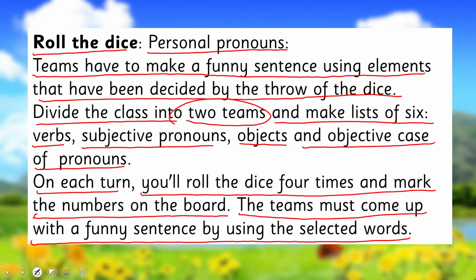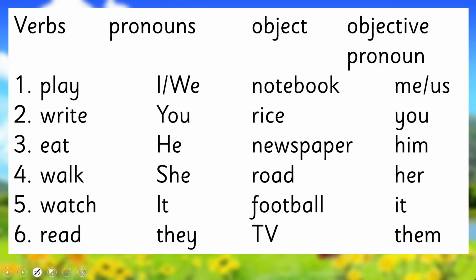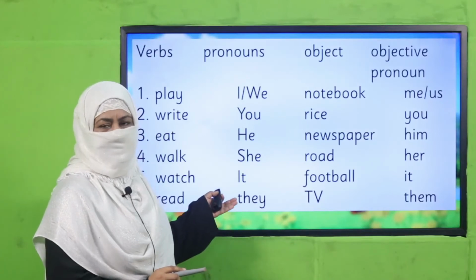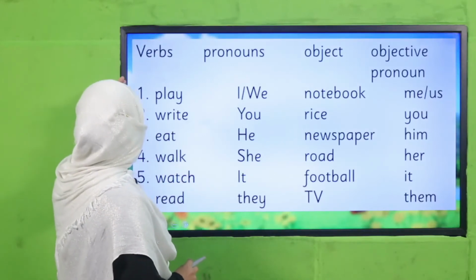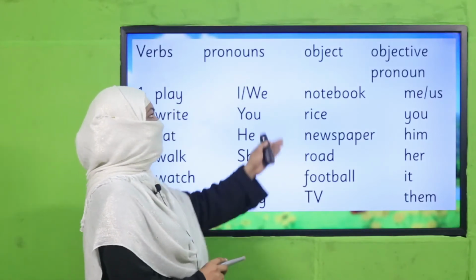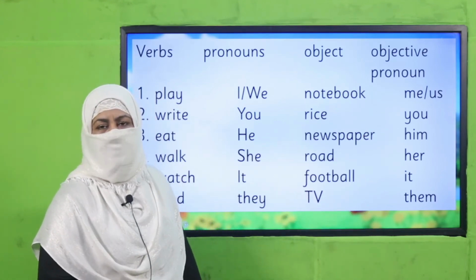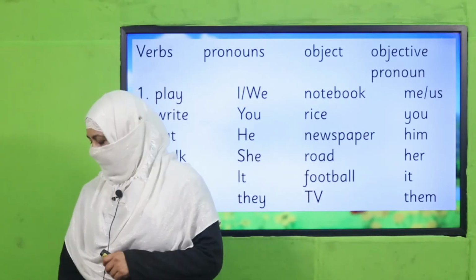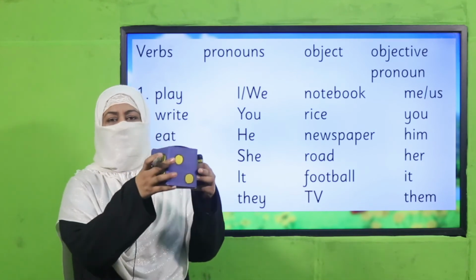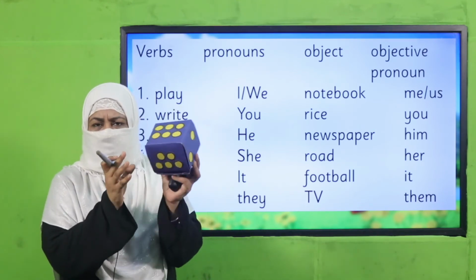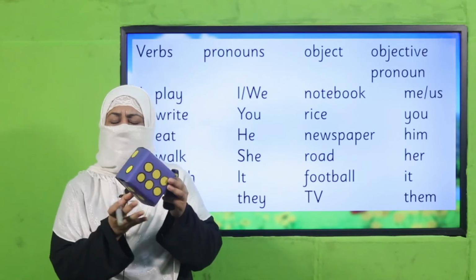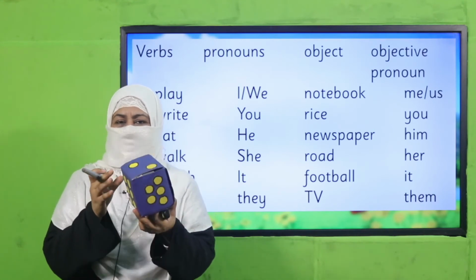You got it? So this is how your teacher is going to prepare the board. There will be 6 verbs, 6 pronouns, 6 objects, and 6 objective pronouns, right? Now, your teacher will give you a dice like this. Teacher, it's very simple. I have made it by myself. So you can make a dice like this.